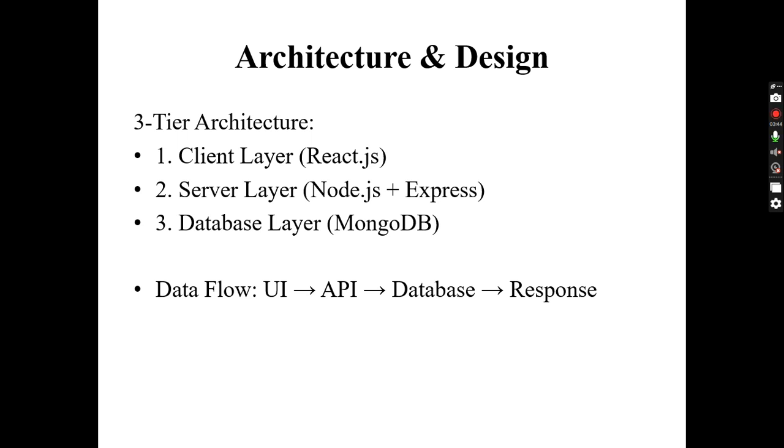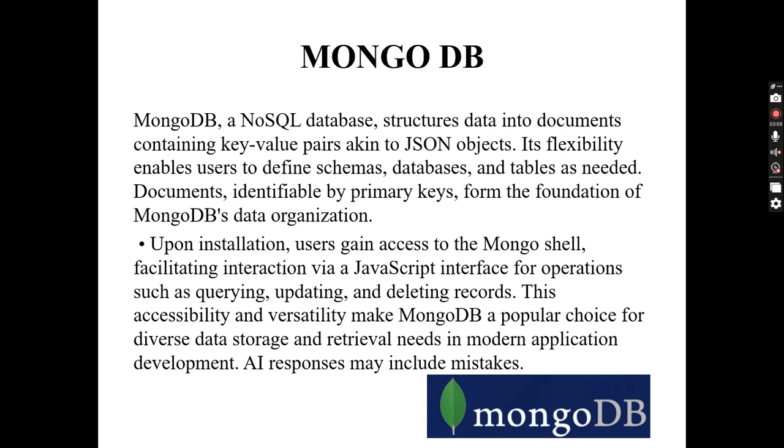Architecture and design. The project follows a three-tier architecture: client layer, server layer, database layer. The data travels from UI to API, API to database, and then to the response.